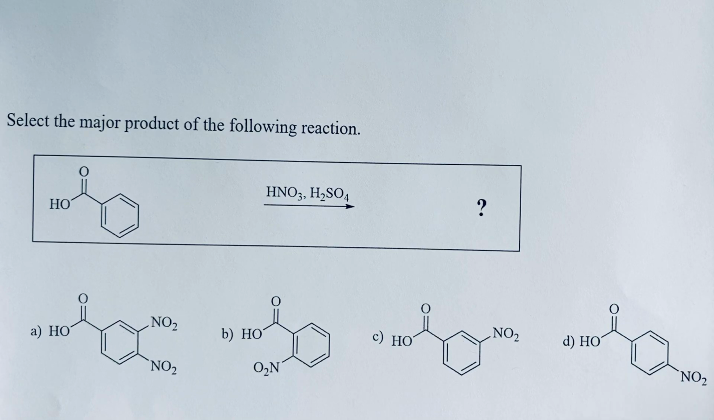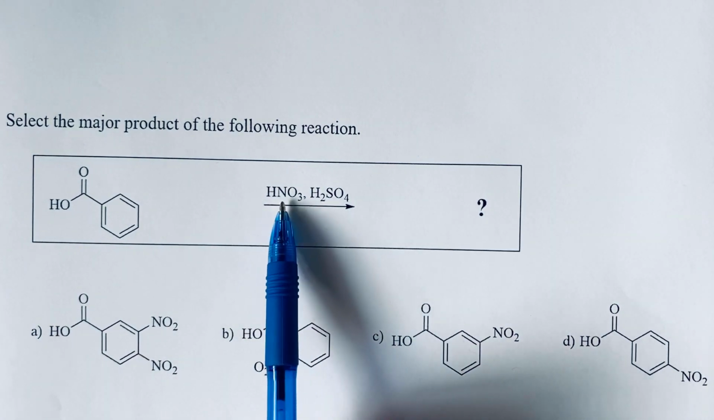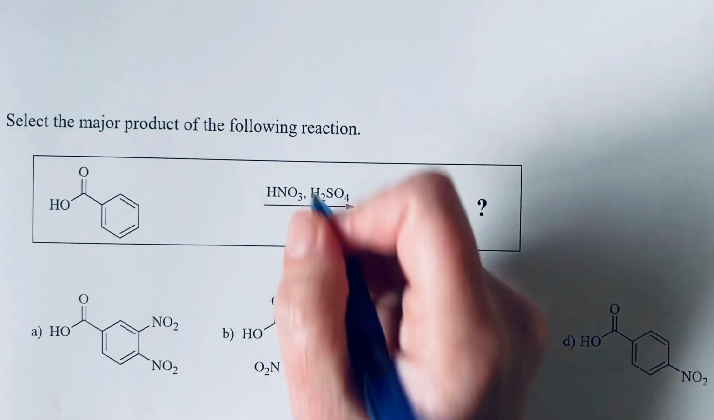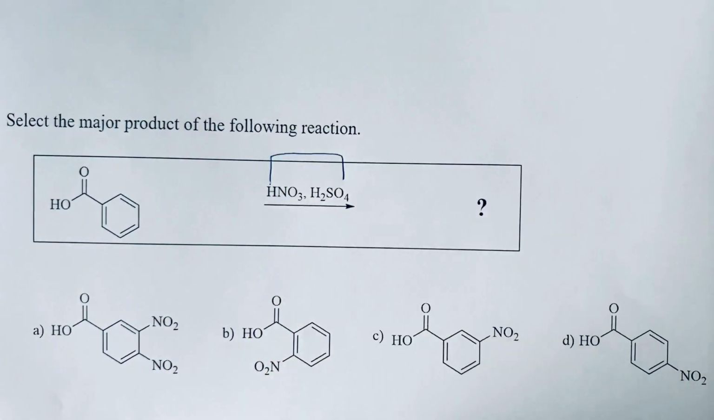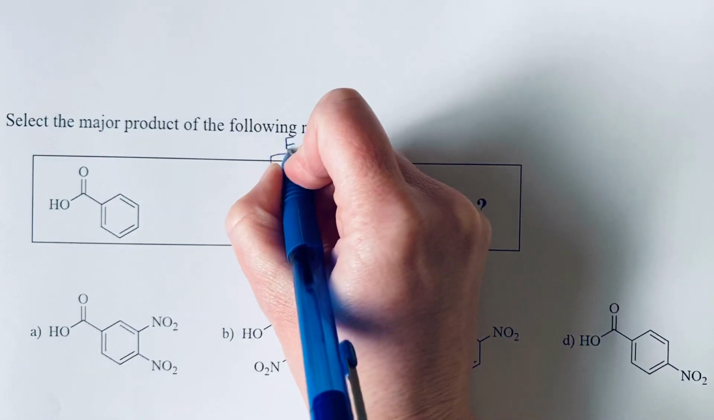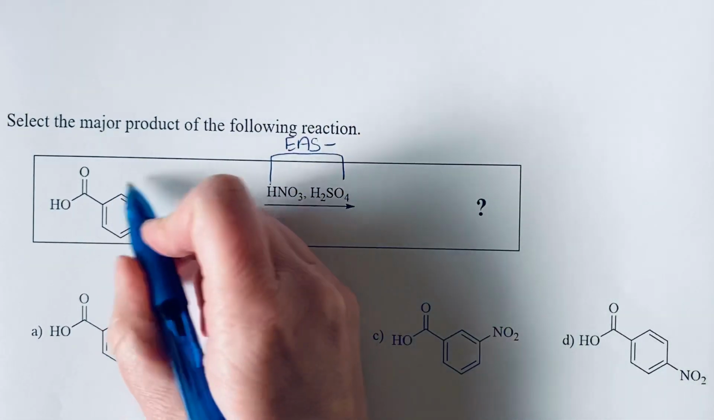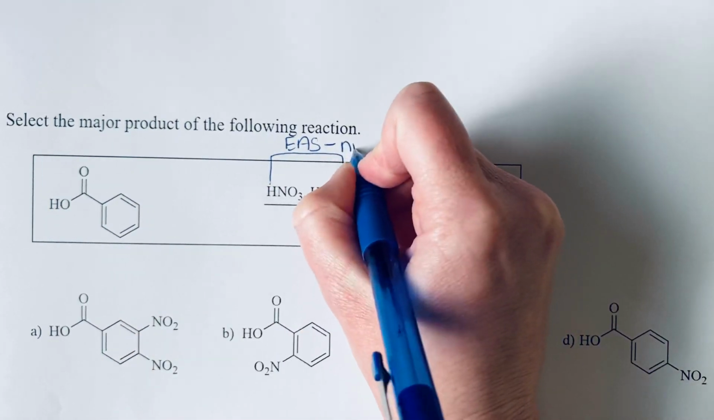Select the major product of the following reaction. So we are starting with a substituted benzene, and we are treating this with nitric acid and sulfuric acid. So the first thing we need to do is recognize that this combination of reagents is the conditions for an electrophilic aromatic substitution where you replace one of the hydrogens in the ring with a nitro group.